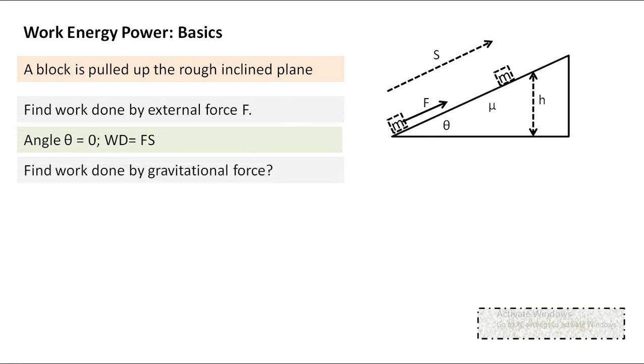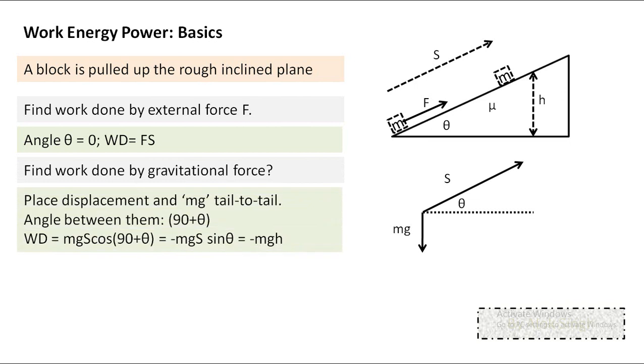Find the work done by the gravitational force. We'll use the second method, F into S into cos theta. The magnitude of the gravitational force is mg downwards. The angle between two vectors is measured with them placed tail to tail. Are they placed tail to tail? Yes, they are. This angle is theta and this angle is 90, so the angle between force and displacement is 90 plus theta.